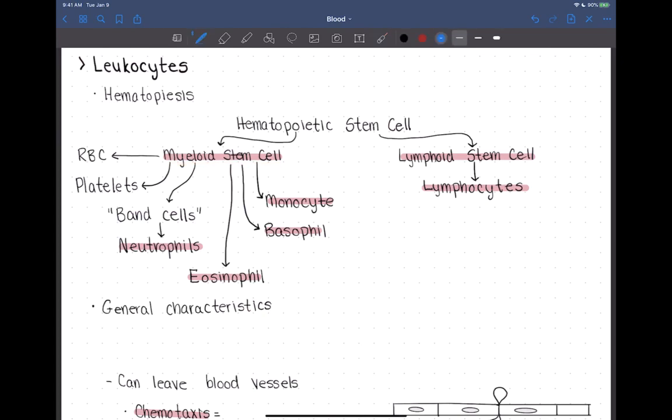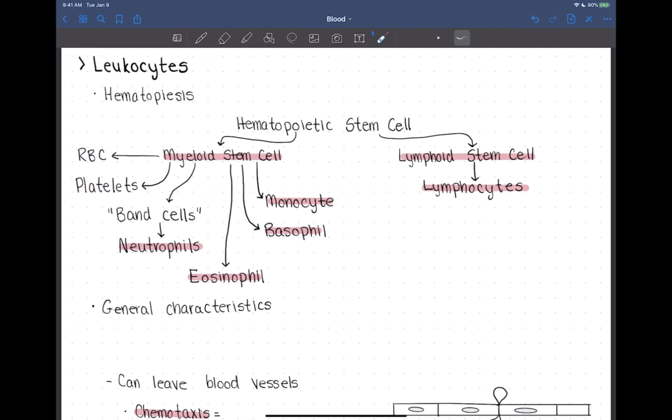The lymphoid stem cell will then give rise to lymphocytes. There are a few different types of lymphocytes, which we'll go into when we talk about the types of white blood cells. But lymphoid stem cells become lymphocytes. Myeloid stem cells essentially become everything else.